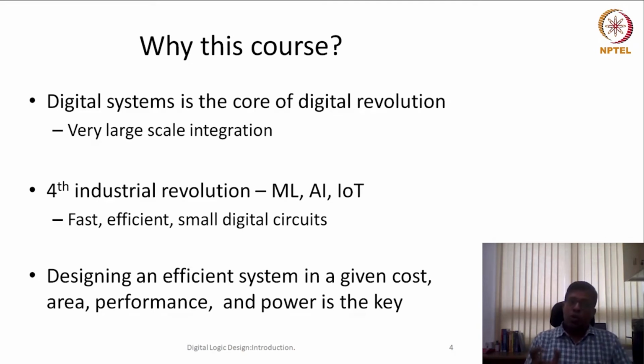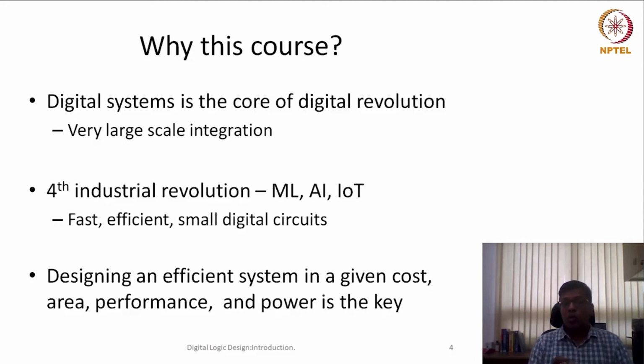So this also answers one of the important questions, which is why we are teaching this course, or why you, as a computer science undergrad student, are listening to me or doing this particular course.